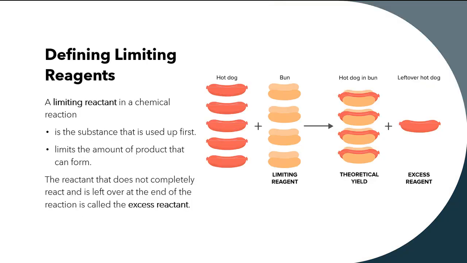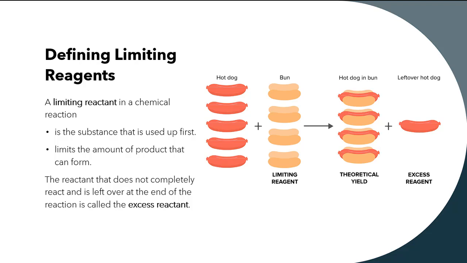Okay, so hopefully you've completed questions 1 through 8 on that limiting reagent s'mores handout, and so you already have a good idea of what a limiting reagent is, but I just want to circle back as a group and define it all together. A limiting reactant or a limiting reagent in a chemical reaction is the substance that is used up first. It limits the amount of product that can be formed. The reactant that does not completely react and is left over at the end of the reaction is therefore called the excess reagent. A great example of this is hot dogs and hot dog buns. There are never enough hot dog buns for the amount of hot dogs you get.